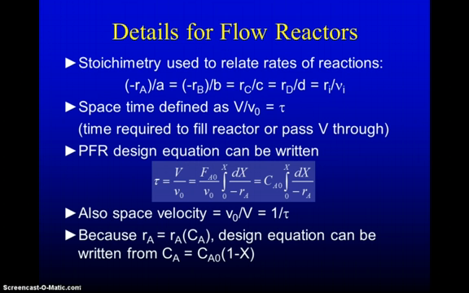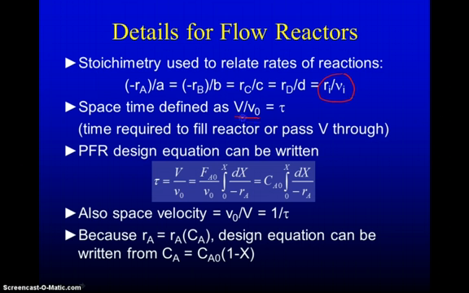If we have flow reactors, we can write the rate of consumption of A over a being the rate of consumption of B over b, and so on. So all these terms are equal if we write the rate of reaction of A over its stoichiometric coefficient. All of those terms are equal.